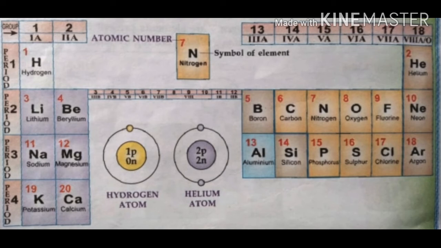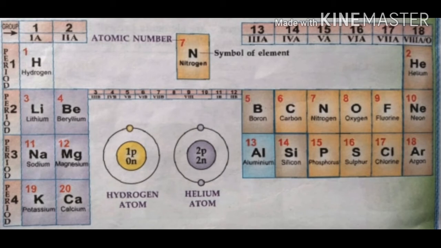In the first period, there are 2 elements, hydrogen and helium. In the second period, there are lithium, beryllium, boron, carbon, nitrogen, oxygen, fluorine and neon. In the third period, sodium, magnesium, aluminium, silicon, phosphorus, sulfur, chlorine, argon. And in the fourth period, potassium and calcium.